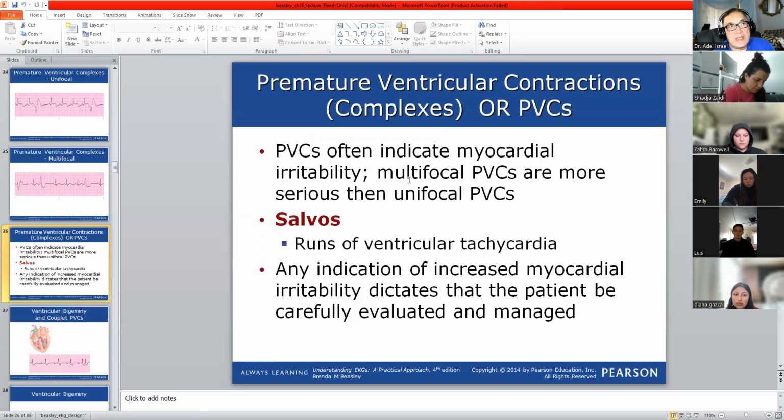And what is the salvos? This is another question in the exam. Salvos. What is the salvos?